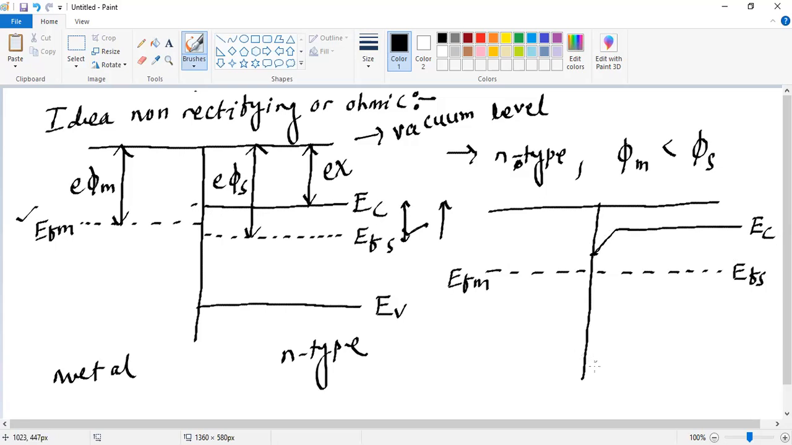Similarly, the same thing will happen with the valence band. It will go up by the same amount and will go like this, EV. This side is our N type, and this is your metal side. After the contact, this is what will be observed. The Fermi energy level will be constant throughout, and you can see bending in the conduction band and valence band, and you can see the barrier that is created over here.